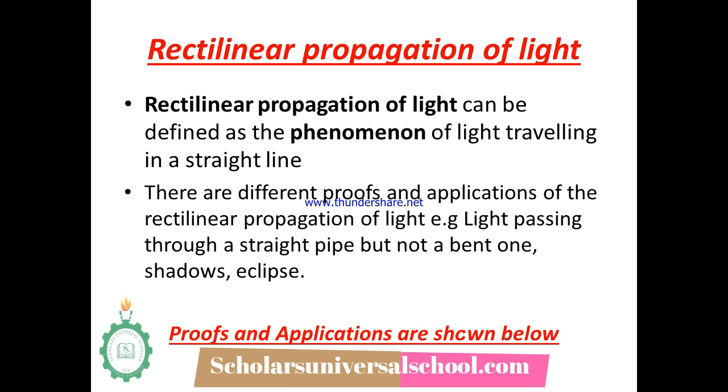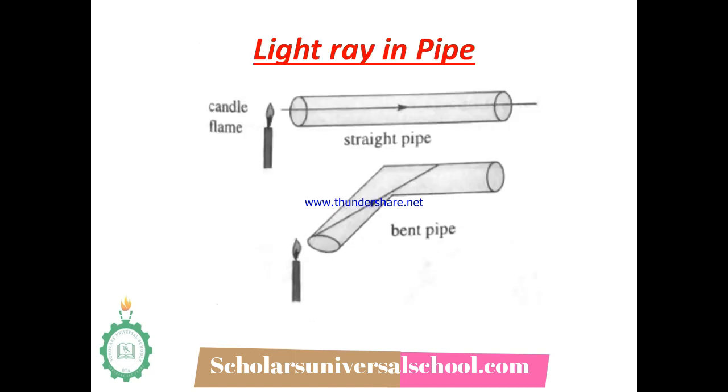Now we have several proofs and applications of rectilinear propagation of light. For example, you have light passing through a straight pipe, but not a bent one. Like I told you, light moves straight and cannot bend. Another one is the shadow and eclipse. Those are the proofs that light travels in a single path. One of the applications also, which I'll be talking about later on, is in the use of the pinhole camera. So let's move on. Let me show you diagrams of this.